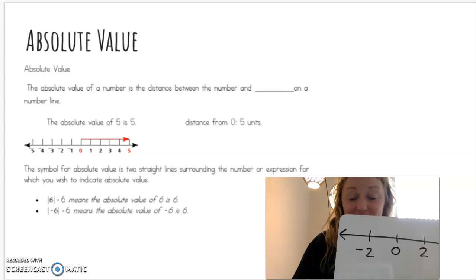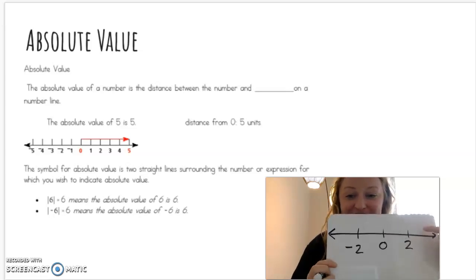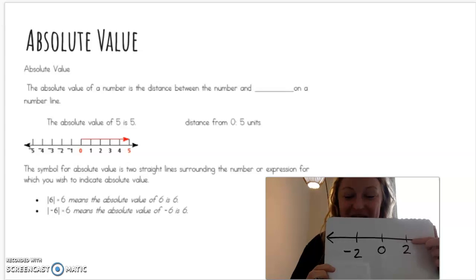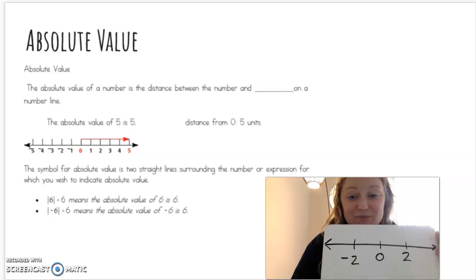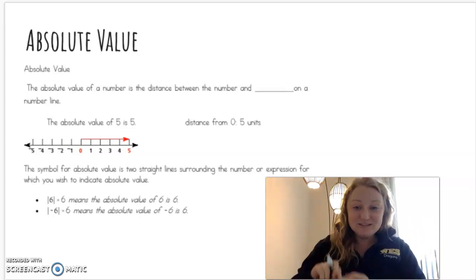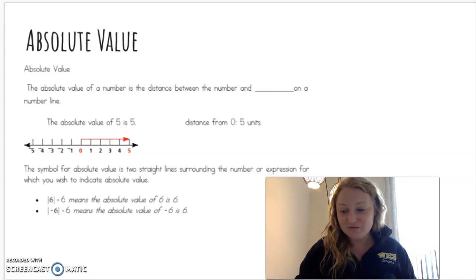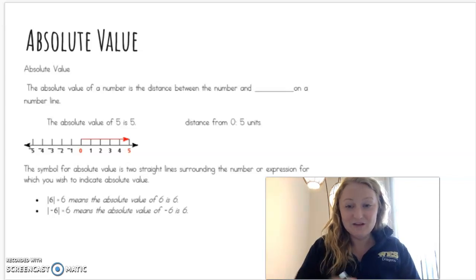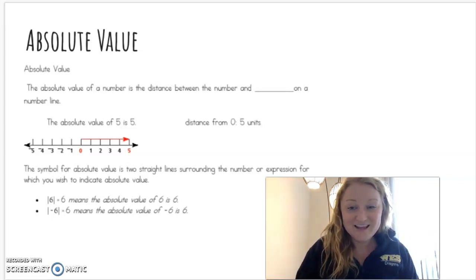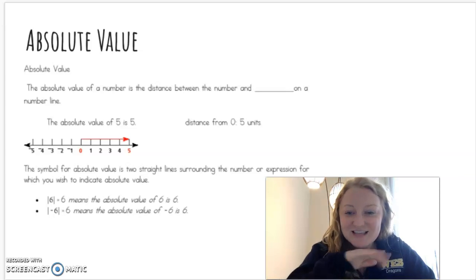So again, positive 2 is 2 hops away from 0. Negative 2 is also 2 hops away from 0. So we would say that the absolute value of 2 is 2. The absolute value of negative 2 is also 2. Absolute value, again, is just counting how far an integer is from 0.